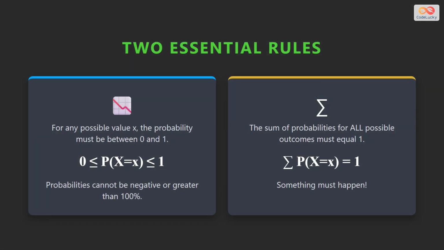There are two golden rules for any valid PMF. First, every probability must be a number between 0 and 1. You cannot have a negative probability or one greater than 100%. Second, if you add up the probabilities of every possible outcome, the total must equal exactly 1.